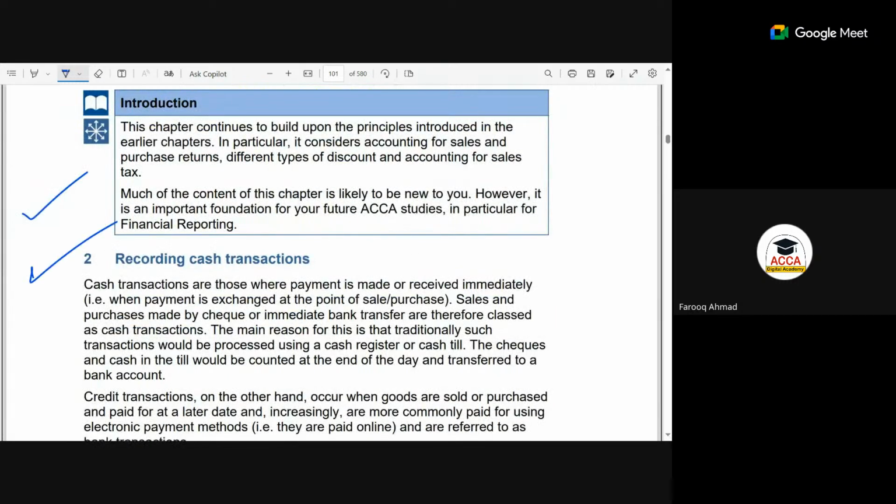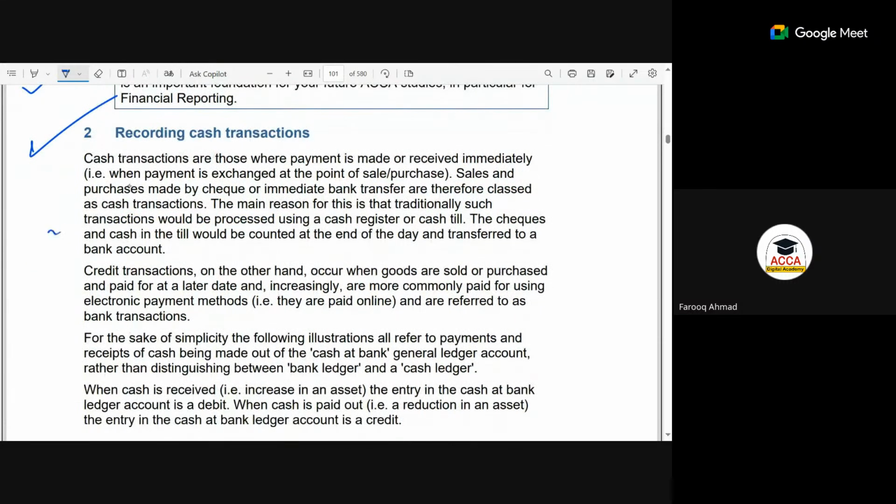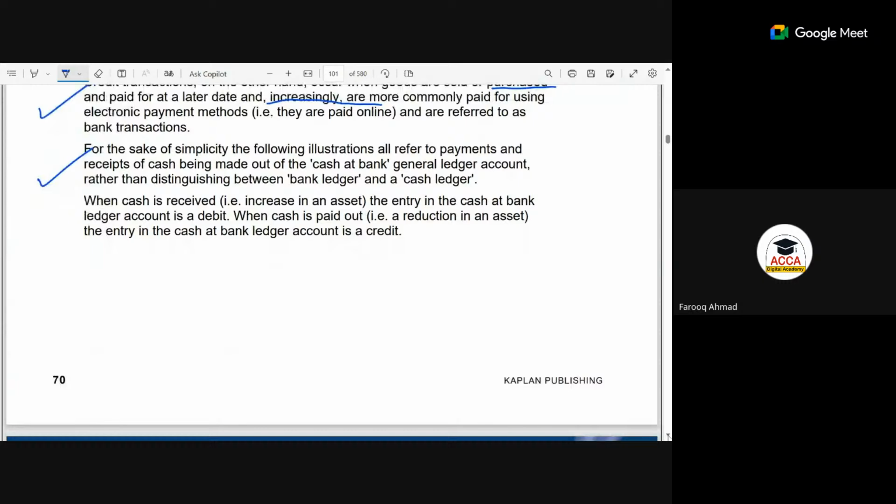And regarding cash transactions, how are cash transactions recorded? As we discussed, cash transactions are recorded where the payment is made and received immediately. If the payment is an expense, we put the expense and credit the cash. If cash is coming to us, then we debit the cash. Credit transactions, on the other hand, occur when goods are sold or purchased and paid at a later date, which is increasingly and more commonly the case. For the sake of simplicity, here is an illustration of how it is recorded in the books of accounts.